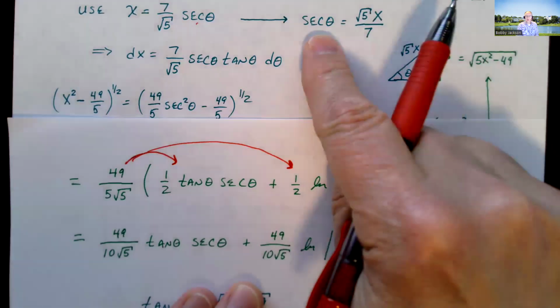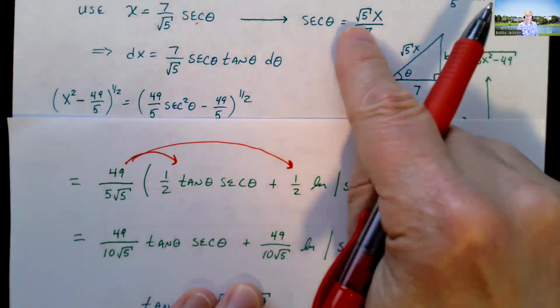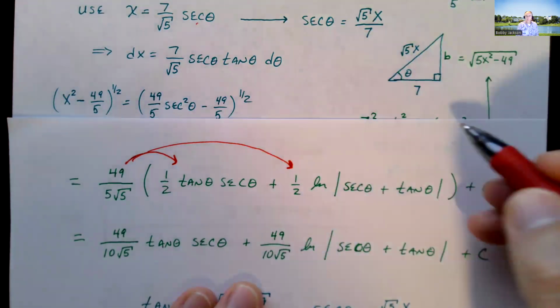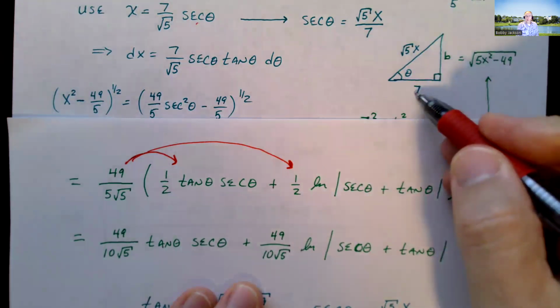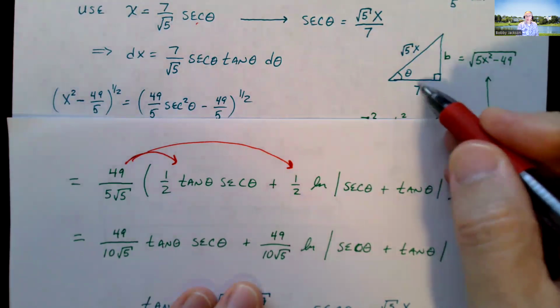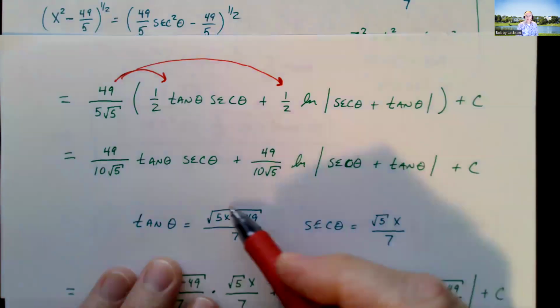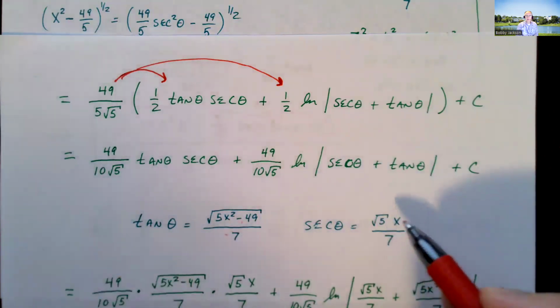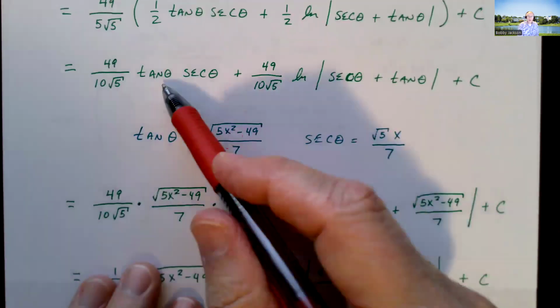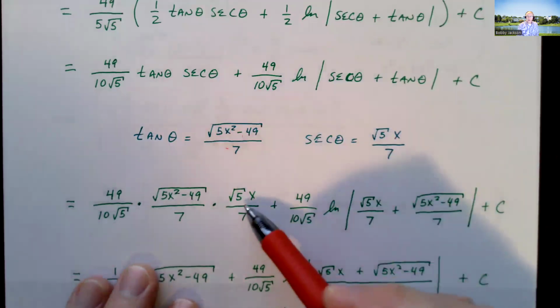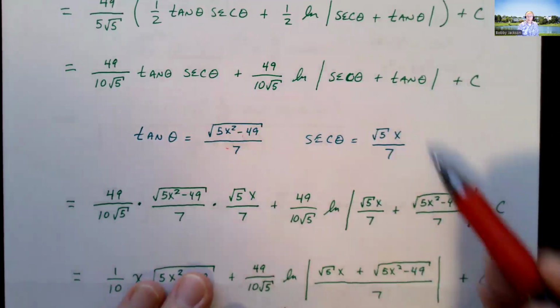Of course, we already know what secant theta is, right? Secant theta is the square root of 5x over 7. Tangent theta, sorry, is opposite over adjacent. So opposite is this quantity, and the adjacent is this. So we get that for our tangent theta. And there, as we said, is our secant theta. So I'm just going to simply replace tangent theta with this and secant theta with that in both locations.